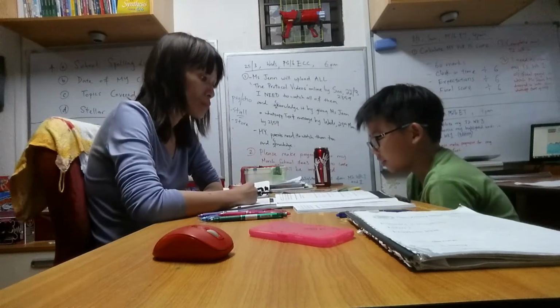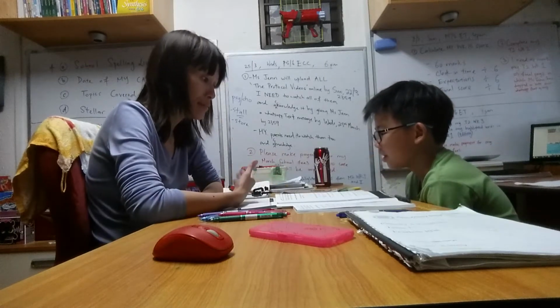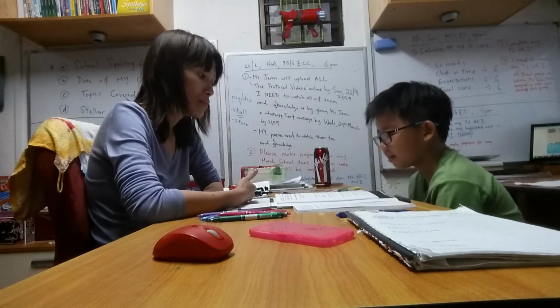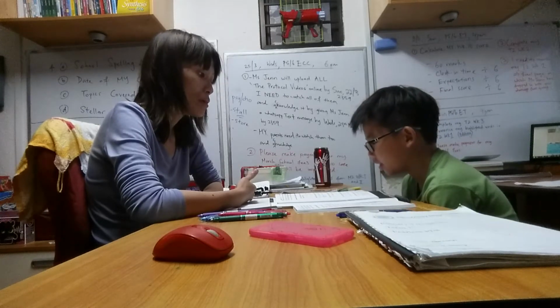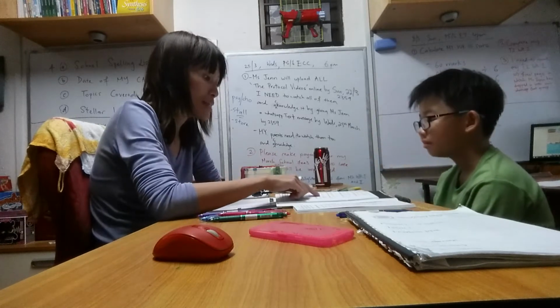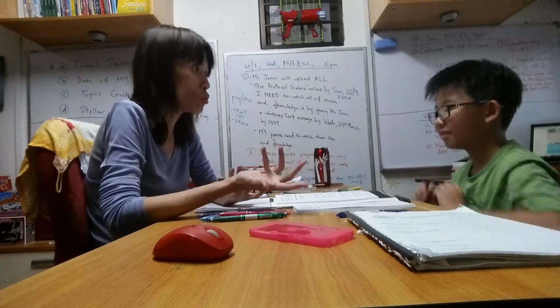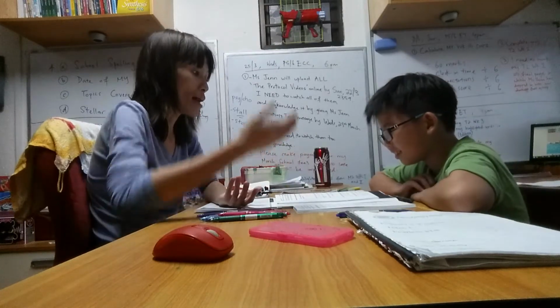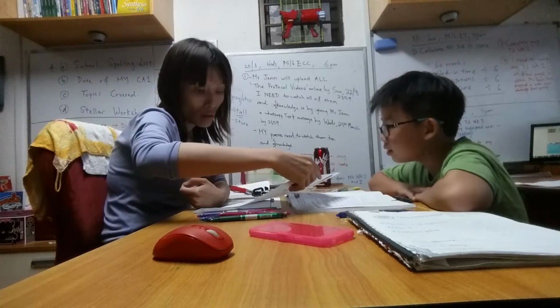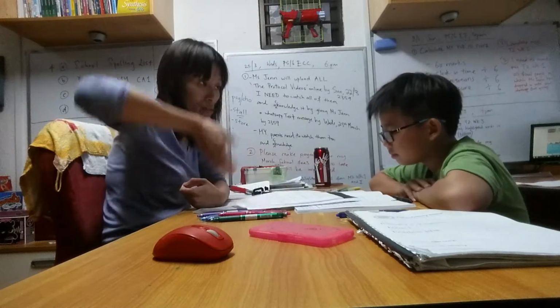The sunlight was blinding his eyes, and he felt painful when he covered his eyes to protect them. Oh, this one is hands. Hands means so he covered his. Sorry, I need to turn around. So he covered his eyes to protect them.